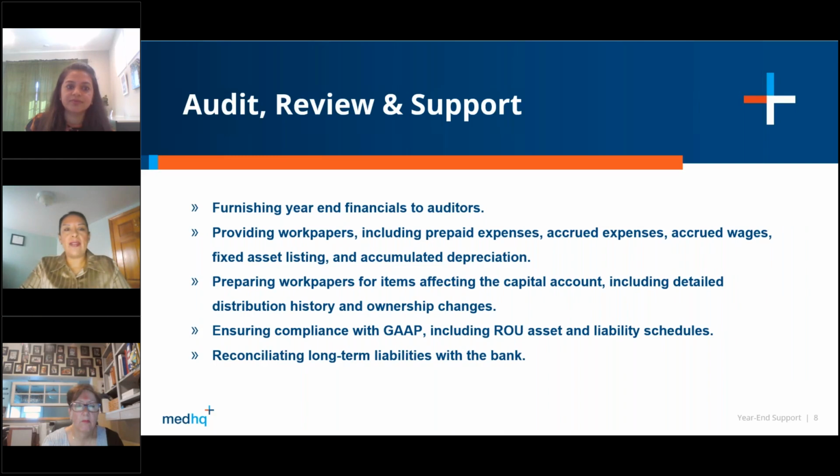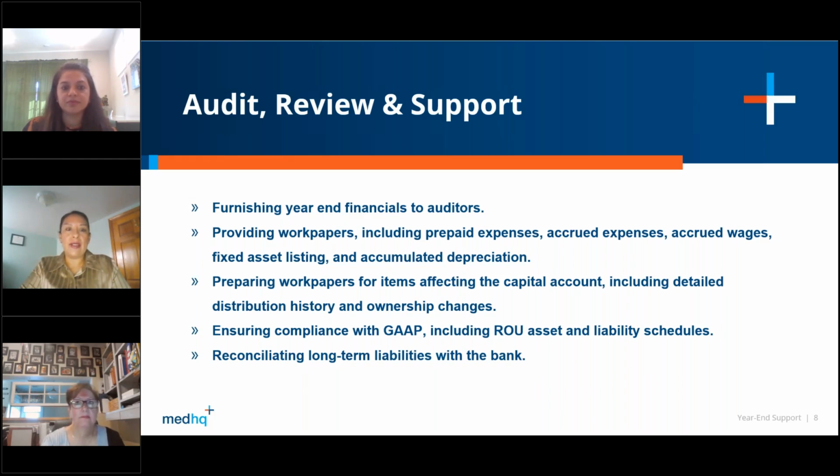The next topic we're going to cover in this webinar is the audit review process and support. This process could be a little bit lengthy in terms of time because we usually begin sometime in early November with the preliminary trial balance reports sent to the auditor. And the process ends when the audited financial statements are issued, and that typically occurs in the first quarter of the new year. The preliminary trial balance typically includes information through the end of October.